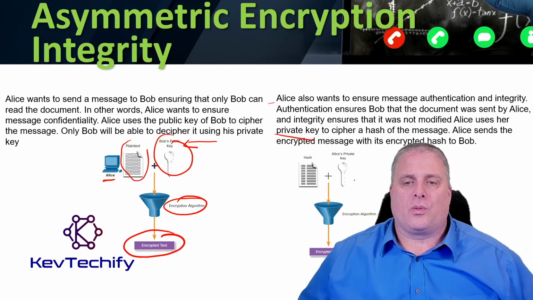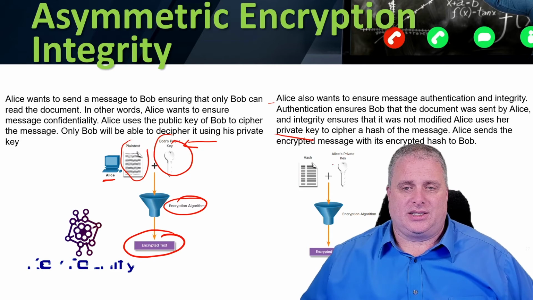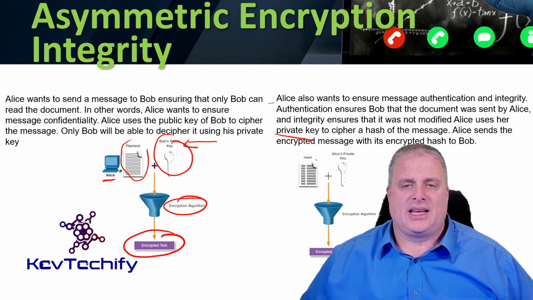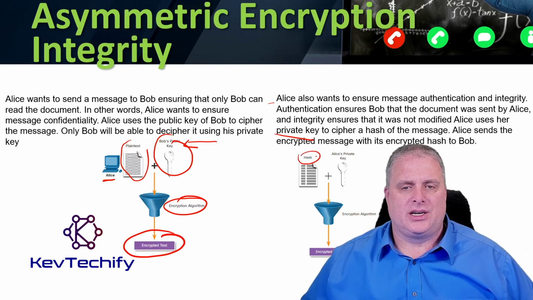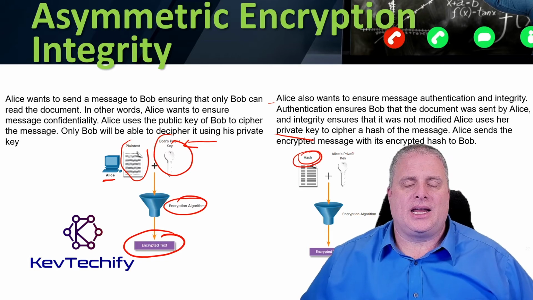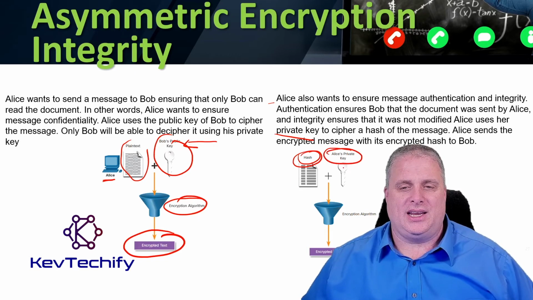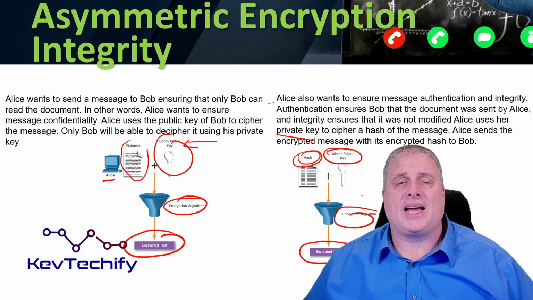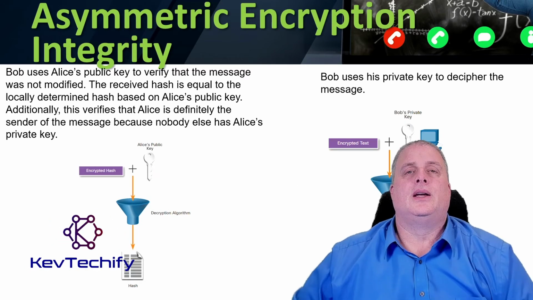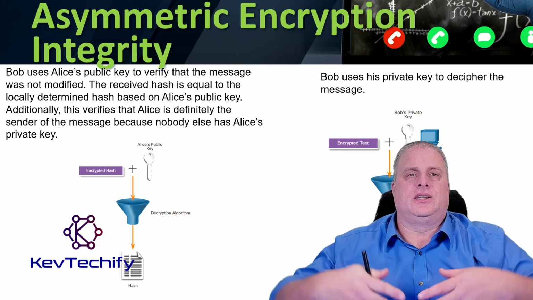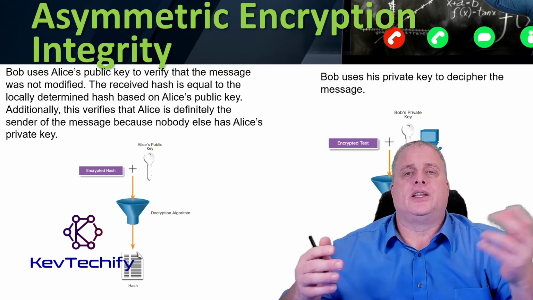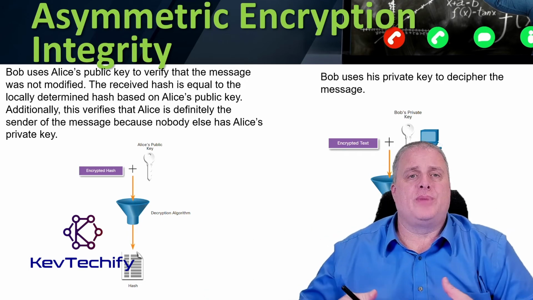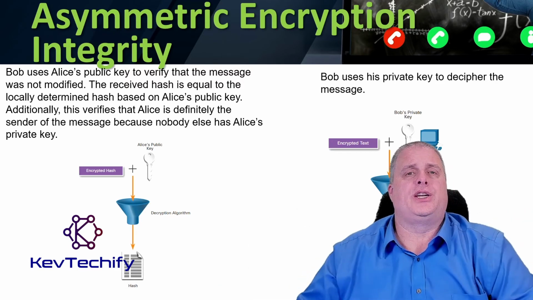And so what happens here is Alice hashes the message, takes that hash and encrypts it with her private key, runs it through an encryption algorithm, and gets some encrypted information, the encrypted hash. After Alice does the encryption of the message and the encryption of the hash of the message, she sends all that information over to Bob.